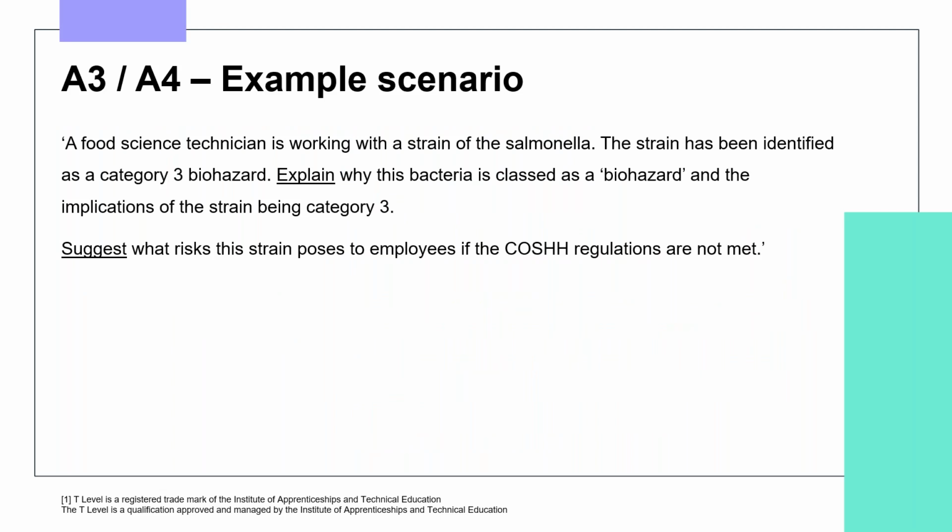So once the students then understand those key definitions along with the hazard groups, you can then provide them with an example scenario as presented on this slide. So a food science technician is working with a strain of Salmonella. The strain has been identified as a category 3 biohazard. Explain why this bacterium is classed as a biohazard and the implications of the strain being category 3. Suggest what risks this strain poses to the employees if the COSHH regulations are not met. Now, this is a useful scenario because it assesses students' recall of the key terminology as well as the category system.